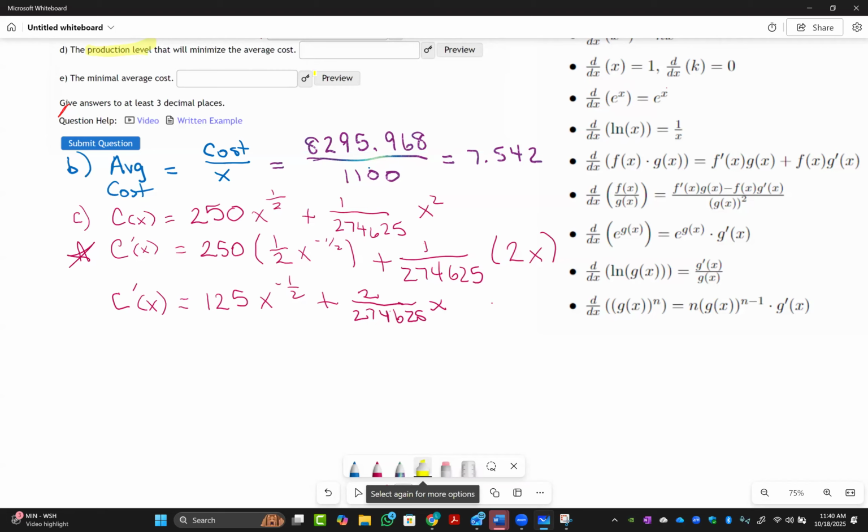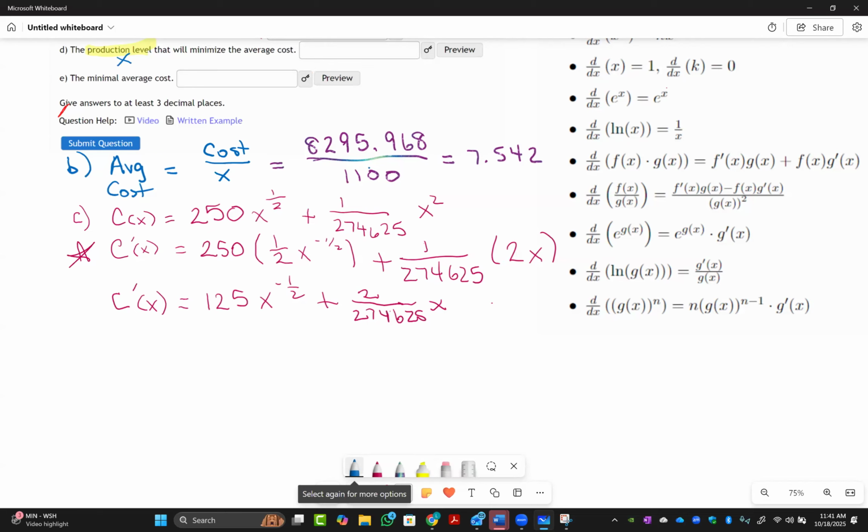No. What I'm using here. I mean, I have to relate it to this question. Does it say X? I asked what production level means. We've been using X as the production level. Exactly, X. So we're trying to find the X, right? The X that will minimize the average cost. How do you minimize anything?